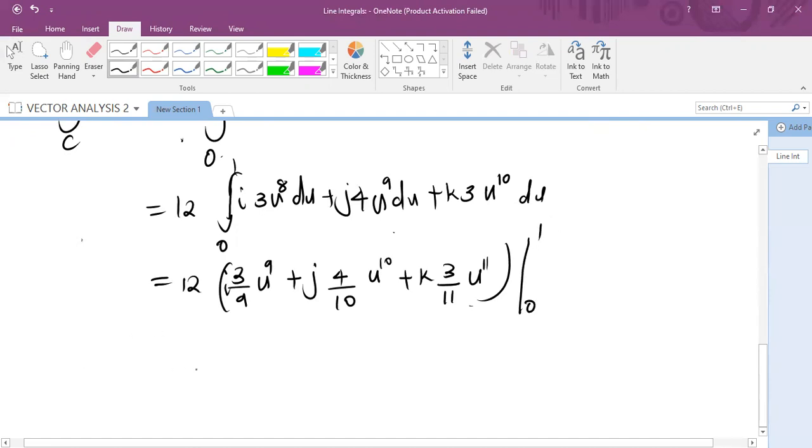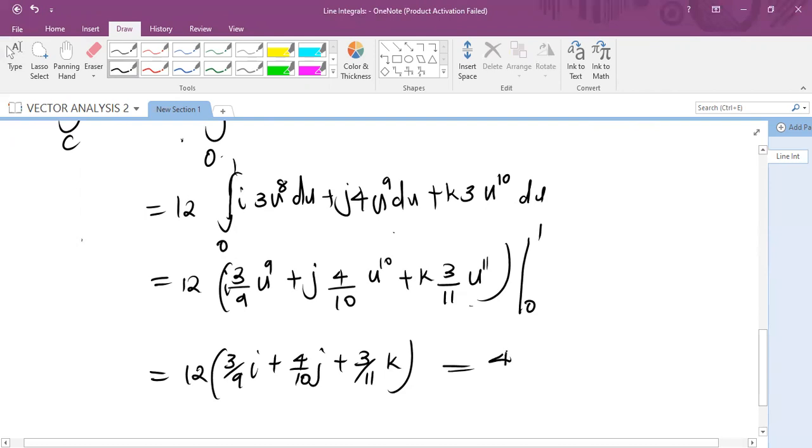So replacing the range after integration, we'll have 12 into replacing 1, so this will just be 3 over 9 i plus 4 over 10 j plus 3 over 11 k. Replacing 0, this will be 0, so that will just be minus 0. There's no need of writing that. Simplifying this now, this will give us 4i plus 24 over 5 j plus 36 over 11 k. And this is the answer for our line integral.